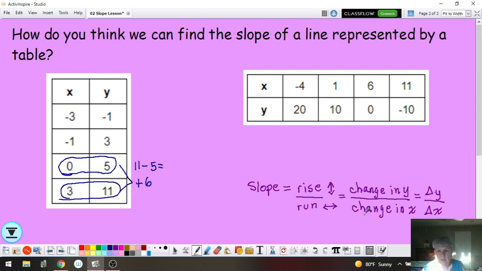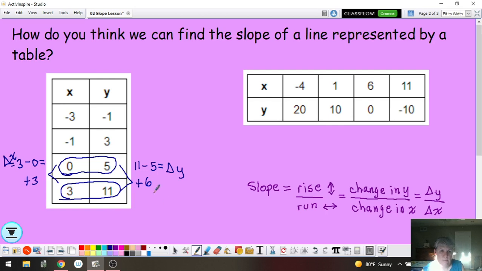For my run, I'm looking at that change in x. So to go from 0 to 3, that's an increase of 3. Or again, I could take the second value, subtract the first value to find that change in x. So 11 minus 5 gives us the change in y. 3 minus 0 gives us the change in x.